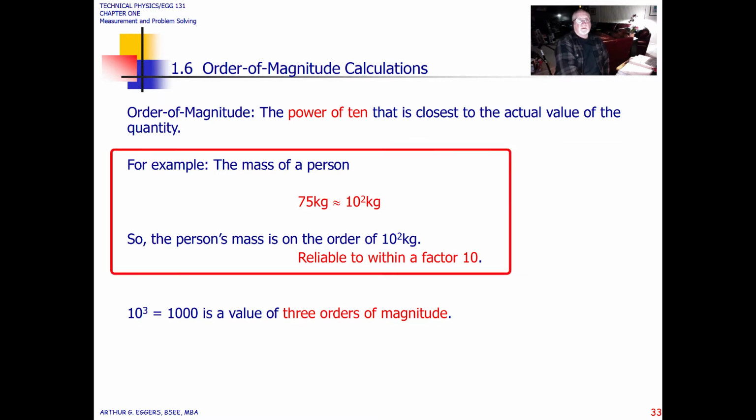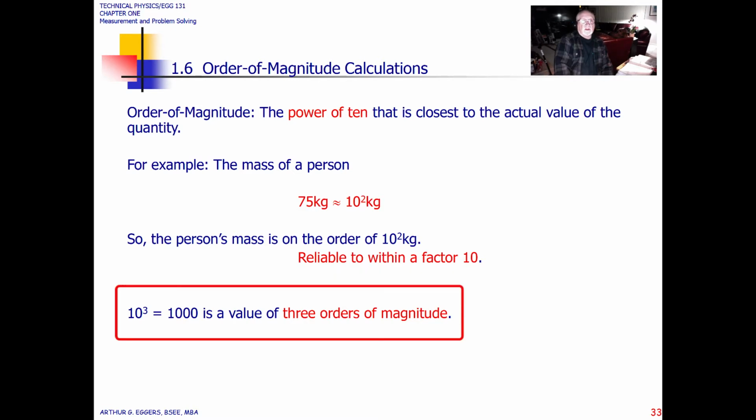For example, the mass of a person is 75 kilograms. Well, you could do orders of magnitude on that and say, well, that's approximately 10 squared kilograms. So the person's mass is on the order of 10 squared, 100 kilograms, reliable to within a factor of 10, because 100 is just a little larger than 75, so you're in the ballpark. 10 cubed is 1,000 and is a value of 3 orders of magnitude.